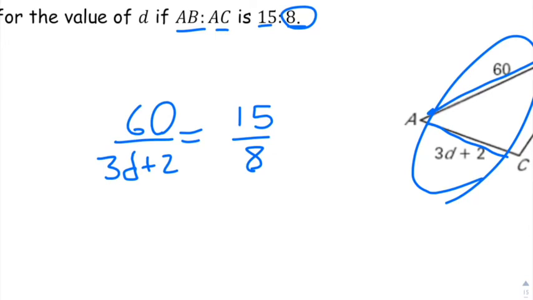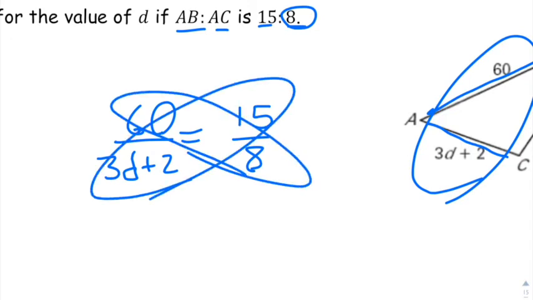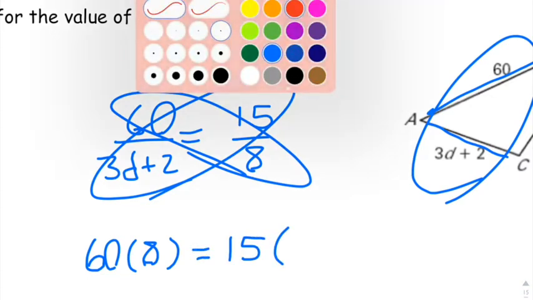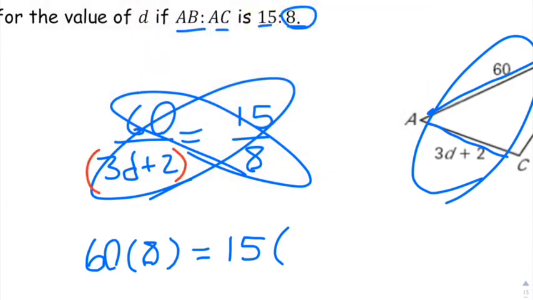Now in this one right here, to solve a proportion, you need to cross multiply and divide. So we're going to go 60 times 8, and then equals 15. And here's an important thing: put parentheses around this. This is called a complex proportion. That's when you have a binomial in the numerator or denominator. So we need to throw some parentheses around that, because essentially what we need to do is multiply 15 times 3D and 15 times 2.